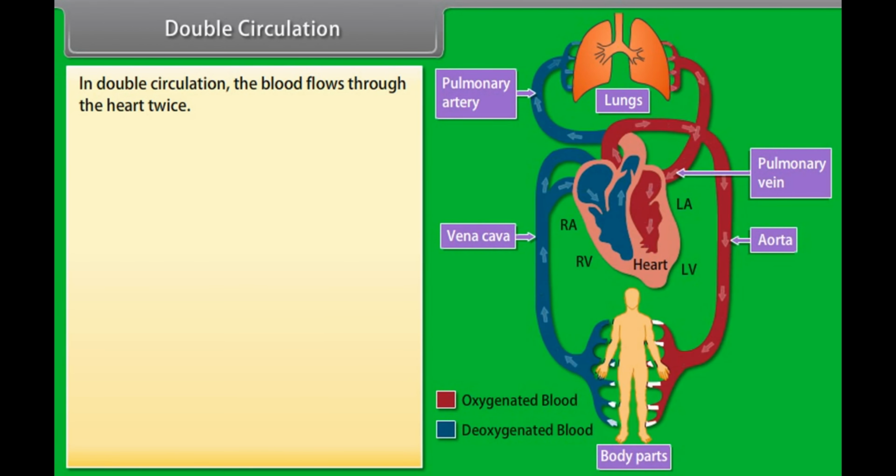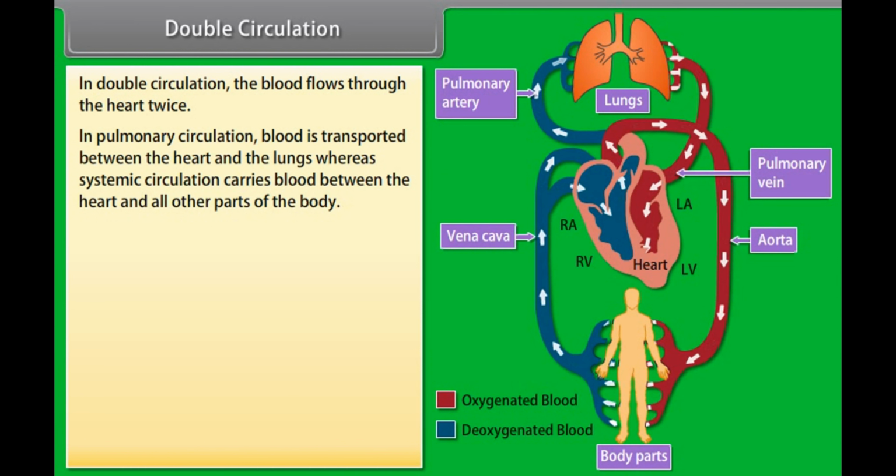Double circulation. In double circulation, the blood flows through the heart twice. In pulmonary circulation, blood is transported between the heart and the lungs, whereas systemic circulation carries blood between the heart and all other parts of the body.